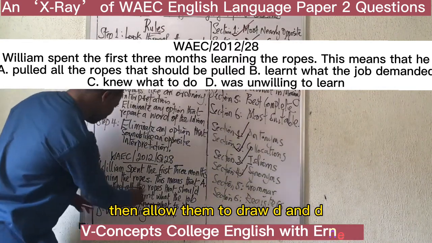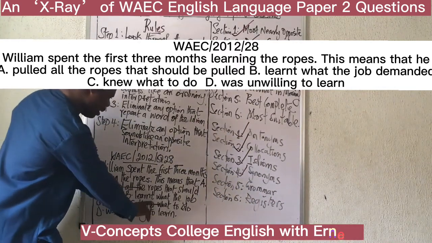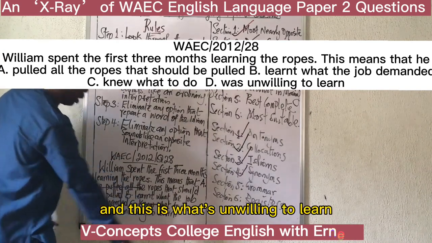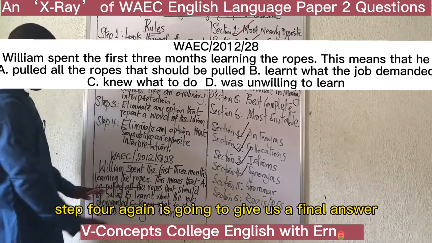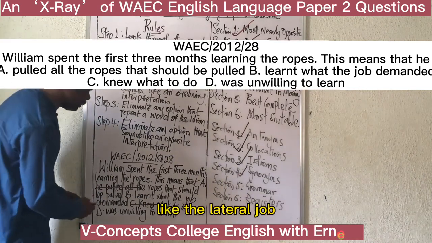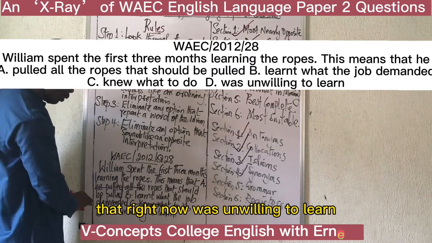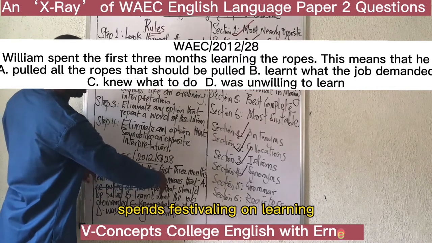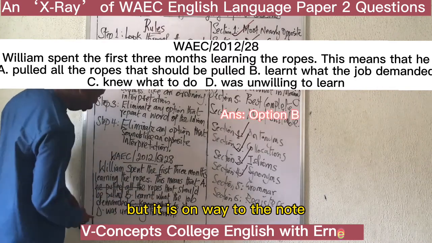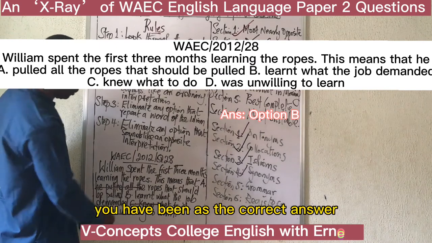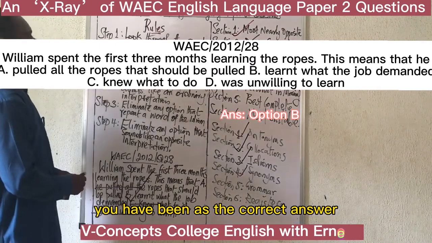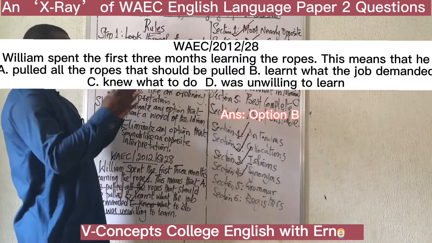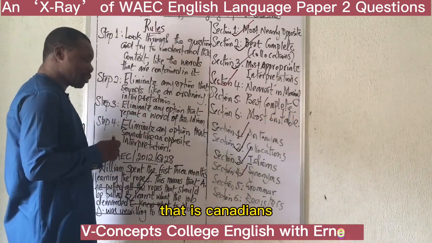Then you are now left with what? B and D. B says learned what the job demanded, and D says was unwilling to learn. Step four again is going to give us a final answer. He learned what the job demanded, so we should leave that alone. Why not was unwilling to learn? It's opposite. Somebody spends the first 3 months learning, but this one says unwilling to learn. No. So D cannot go. Automatically, you will have B as the correct answer. So that is that about how to treat problems on most appropriate interpretation, that is, on idioms.